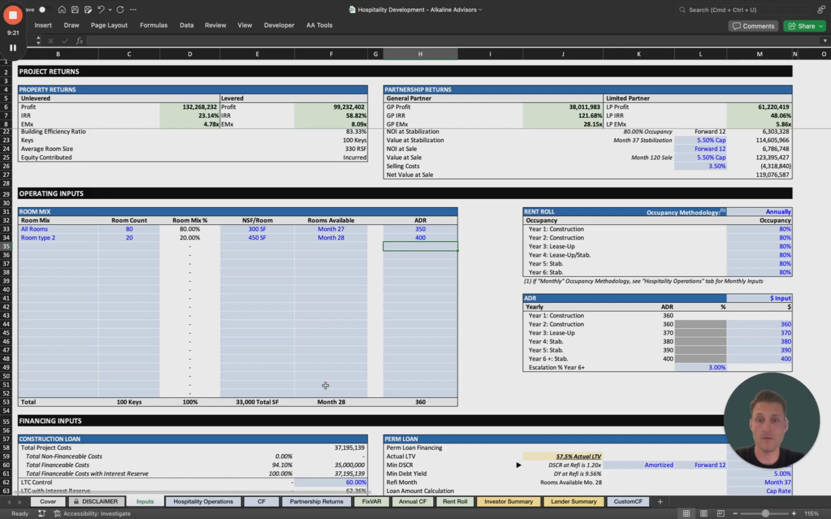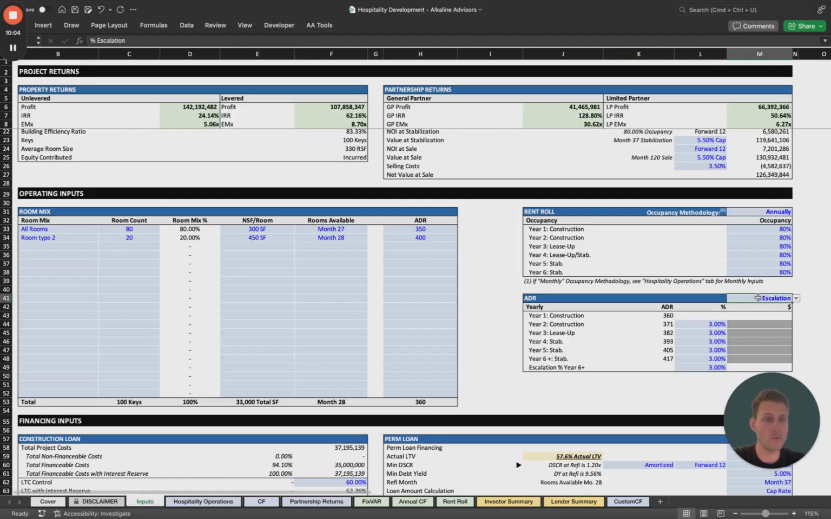Well, you'll notice now the rooms available, now it says month 28 because that's when all rooms are available. The ADR is going to be 360 because that's the average of everything. And we have 100 total keys. And the way that we can grow ADR annually is in this chart over here. We can either use a manual dollar input that we're growing or a percent escalation. So if we use a percent escalation, we're starting with that average in year 1, and then we're growing that at a given percentage each year through year 6, and then year 6 thereafter, it'll be a consistent growth factor of whatever you plug in here.